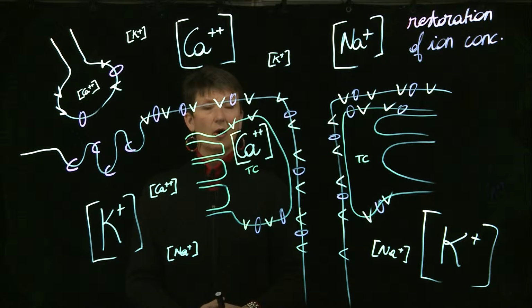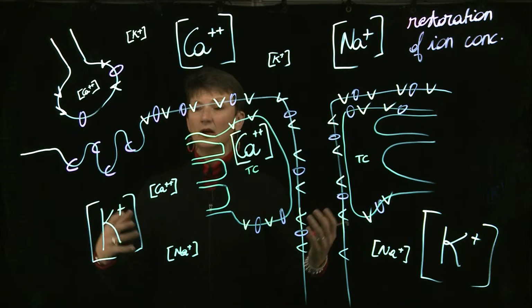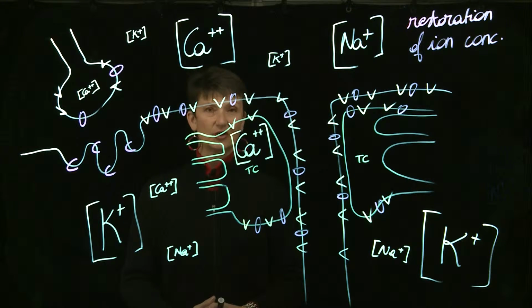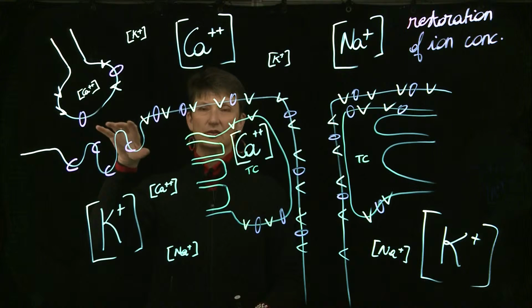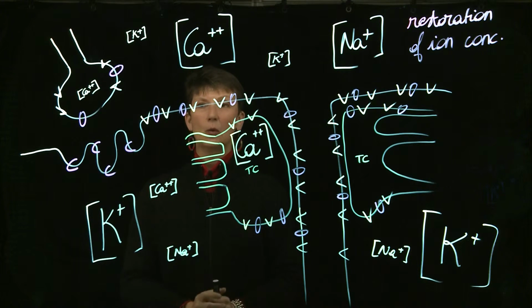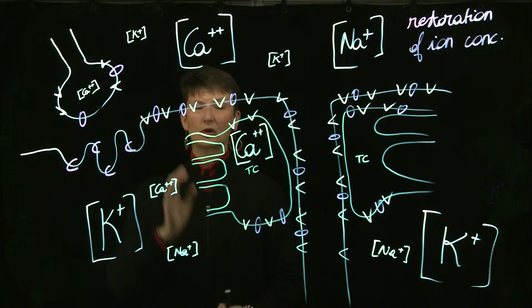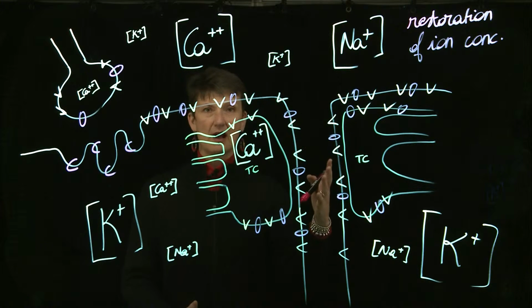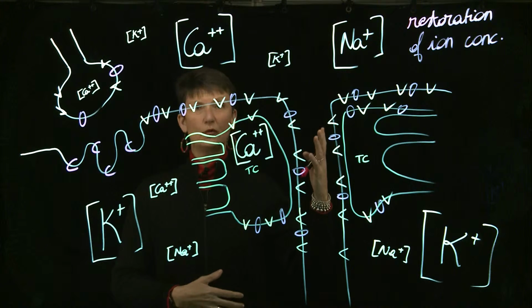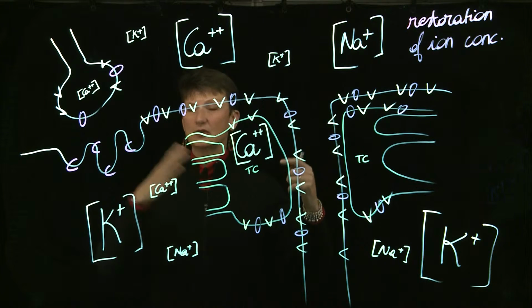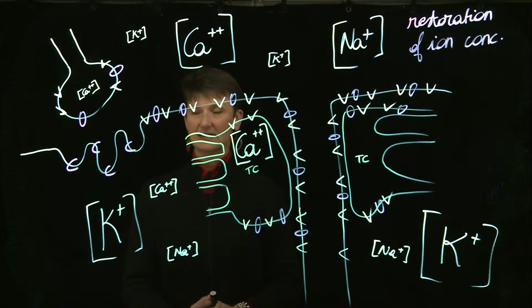Okay, so all of these ions are moving along their concentration gradients through these ion channels. Think of these ion channels as little doors that will open up, and then our ions just follow their gradient. Wherever there's more of an ion, the ion will move away from the area where there's more of it to an area where there is less of it.